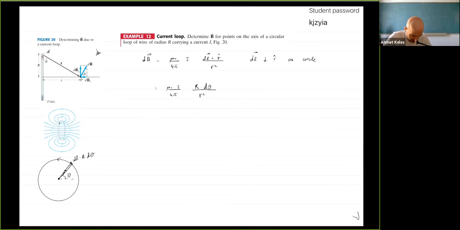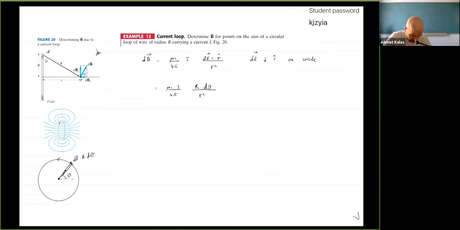From the right-hand rule, I can just write this R, and this is going to be perpendicular to this R. So there are two projections, one along the axis and one perpendicular to the axis. For another segment here, there's going to be an equal and opposite magnetic field like this. There'll be perpendicular and parallel components. These perpendicular components cancel, so we have the sum over all components along the axis.